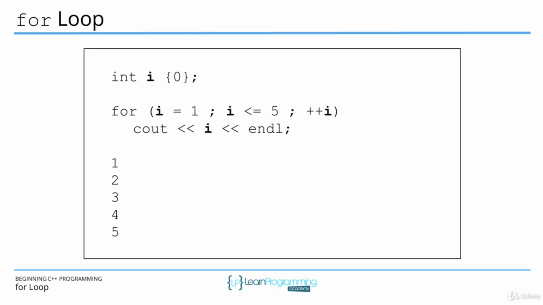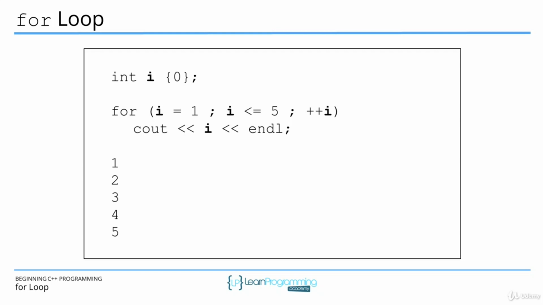The first thing that happens is the initialization. In this case, we assign 1 to i. Now we check the condition. Since 1 is less than or equal to 5, we execute the body of the loop, which is the output statement, and we display 1. Then we execute the increment expression, which increments i by 1. Note that ++i and i++ mean the same thing here, since the increment happens on its own and it's not in another expression. So now i is 2.